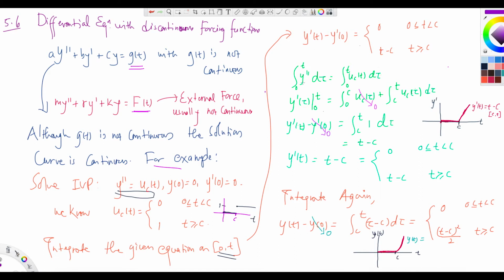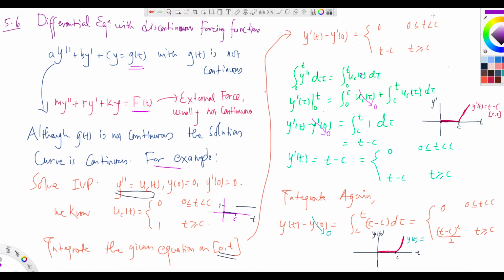When I do that, you get the integral from 0 to t of y double prime d tau equals the integral from 0 to t of u_c(tau) d tau, right? This must be tau because our limit is t, so we need a different variable there, okay? Now when you integrate y double prime, you get y prime of tau, with limits 0 to t, equal to, this you can break into two sub intervals, 0 to c, because this function u_c(t) is defined differently for t less than c and for t greater than or equal to c. So I divided that interval into 0 to c and c to t.